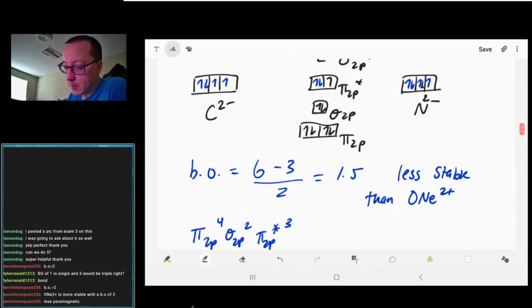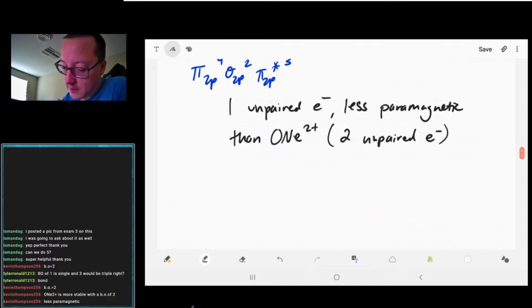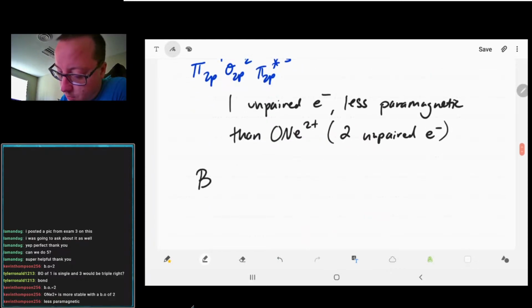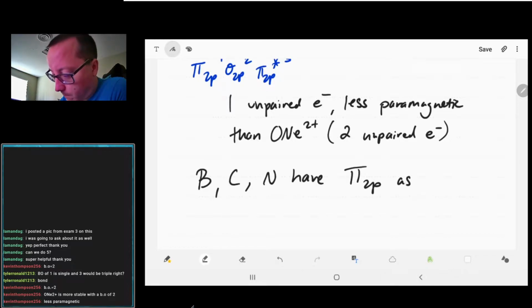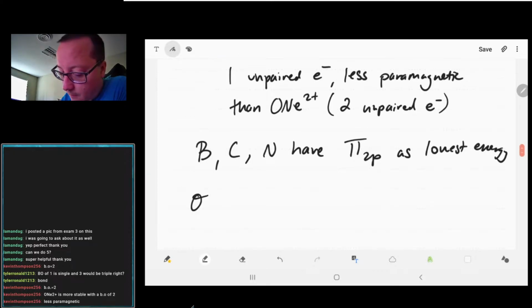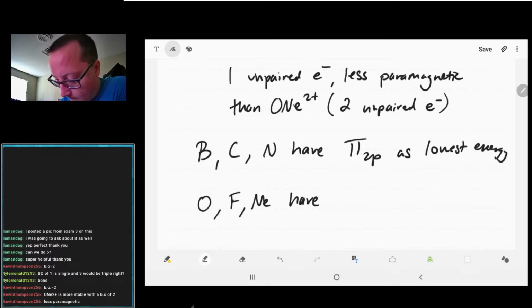All right, so just remember that boron, carbon, and nitrogen have pi 2p as their lowest one, and then oxygen, fluorine, and neon have sigma 2p as lowest.